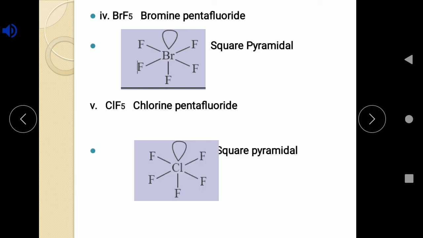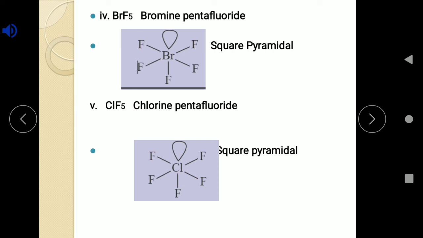It is also square pyramidal. So these are the structures which are included in your syllabus of interhalogen compounds. So this is all about interhalogen compounds. That means we learned about their methods of preparation, their chemical and physical properties, their characteristics and structures. Now we will start with group 18.